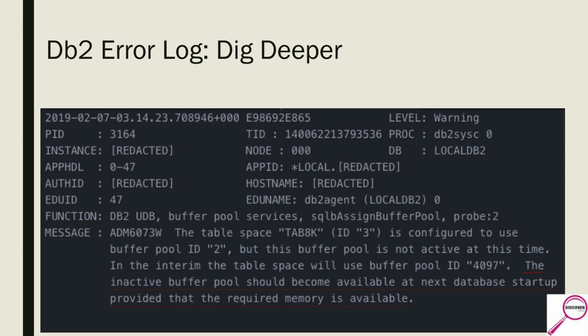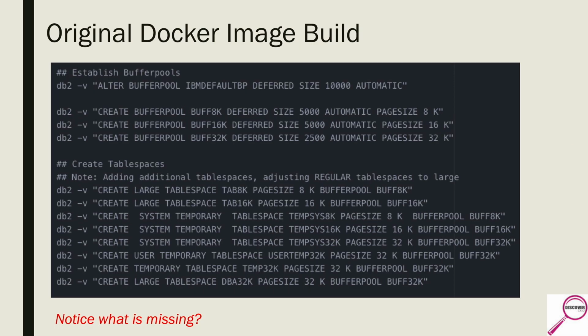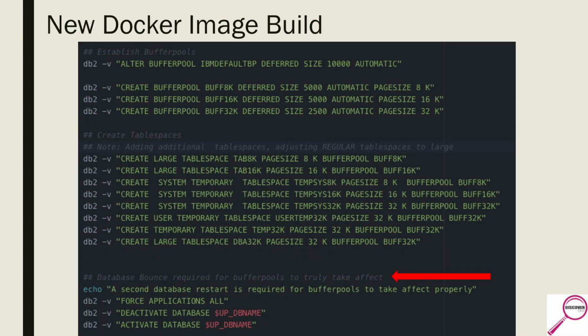That made sense. So I went back and looked at my Docker image build. This is part of the script that kicks off to make the image to meet the needs of Sterling Order Management System. And you can see I'm creating everything that it wants. We've got everything that it should have, from the proper size buffer pools to the proper size table spaces. Everything's good. But notice what's missing.